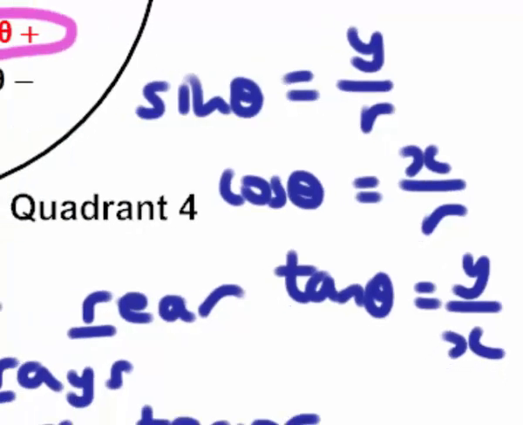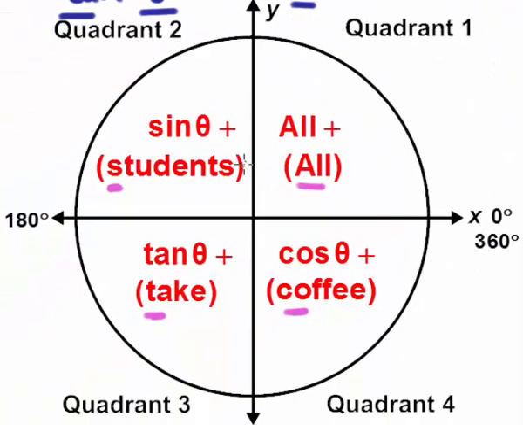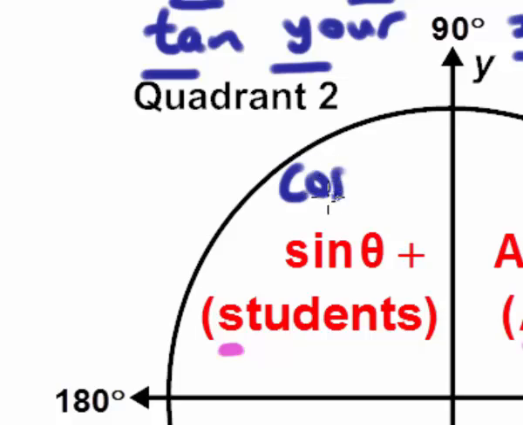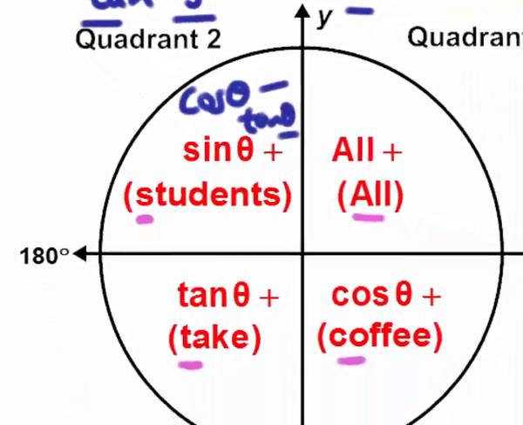And then also, if you know that, then of course you also can see in quadrant 1 all are positive. Sine is positive. All Students Take for tan, Coffee for cos, and you'll then remember. But remember, it's important, cos theta is negative and tan theta is negative in this quadrant. Okay, so this is very, very important here.